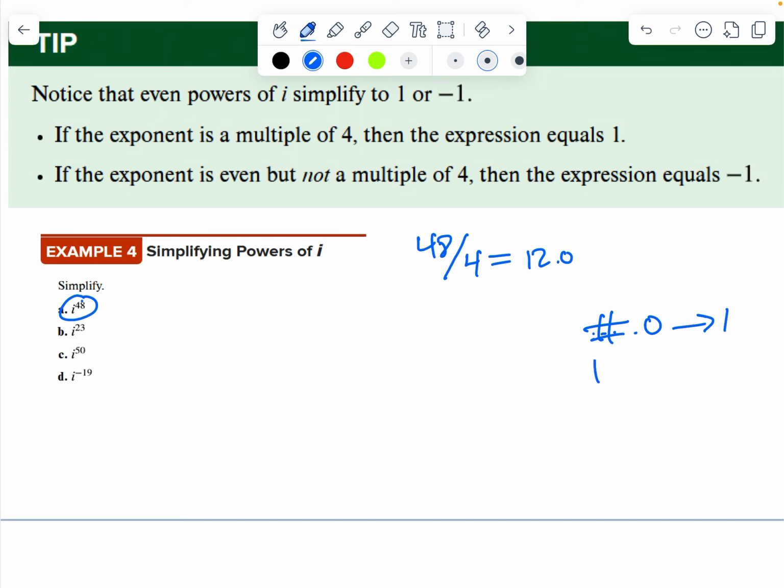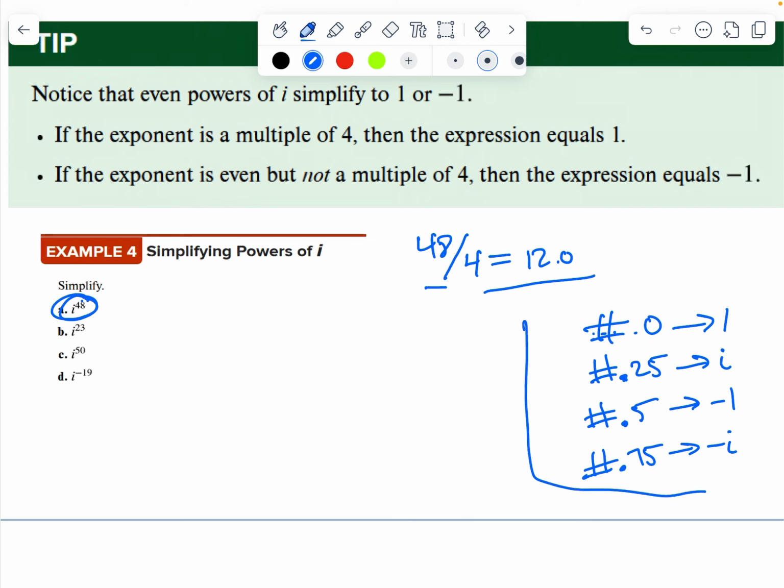If you ever get a number .25, your answer is going to be a positive i. If you ever get a number .5, your answer is going to be a negative 1. And if you ever get a number .75, your answer is going to be negative i. So on this one, 48 divided by 4 gave you 12.0. We can just follow the chart here, and we know that that's equal to a positive 1.